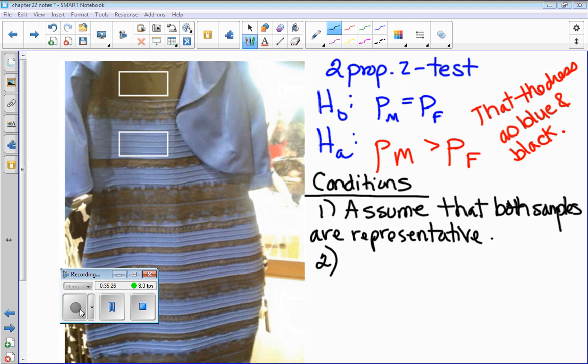No, because we're trying to figure out from our sample of people who see it blue and black, are there more, well, no, hang on. You're right. In our sample size, we're all in the sample size, right? But percentage of people who see it blue and black out of the total. Yes, I'm sorry, you're correct. So let's write that down. So p-hat for females and p-hat for males.